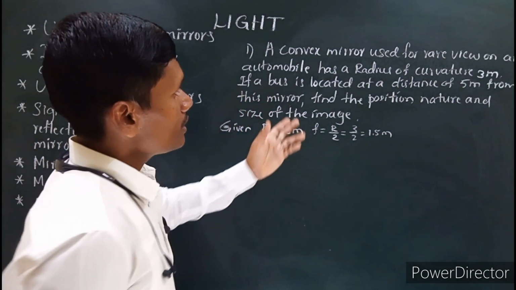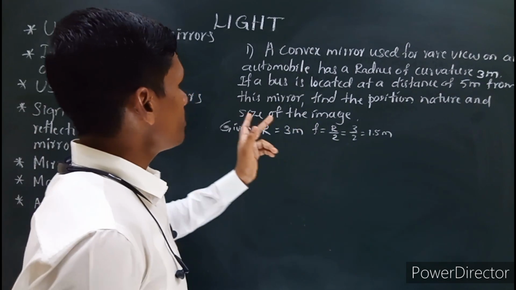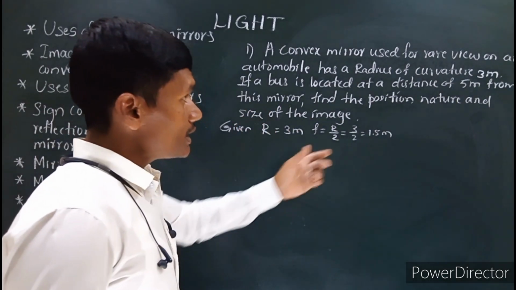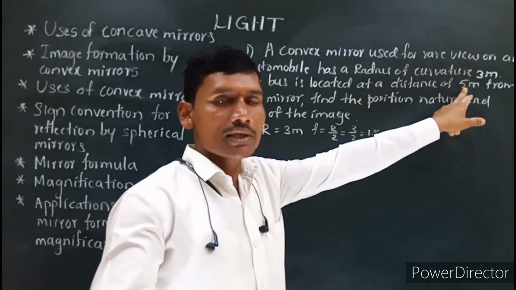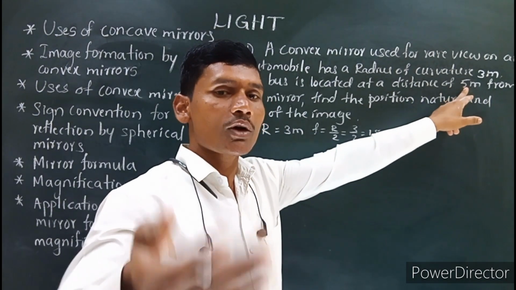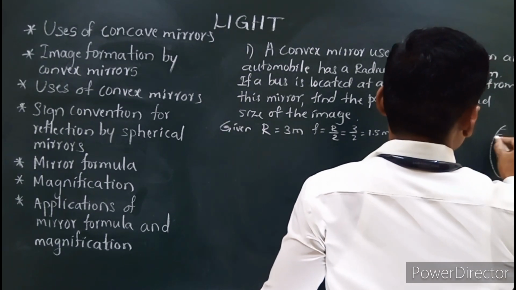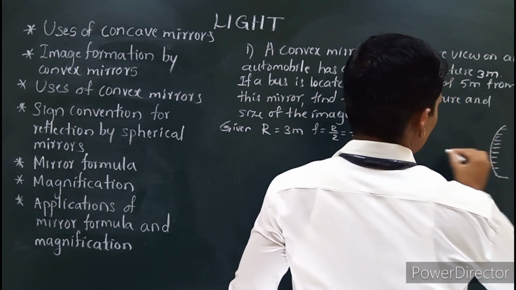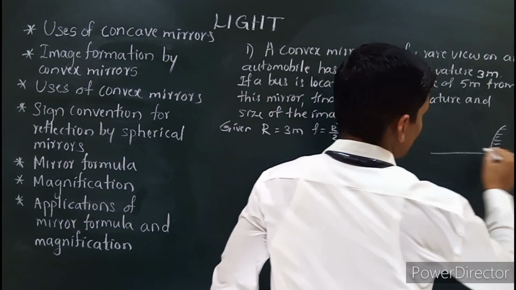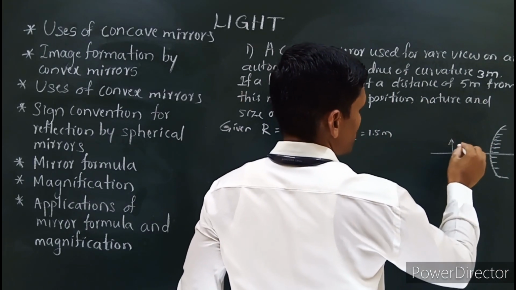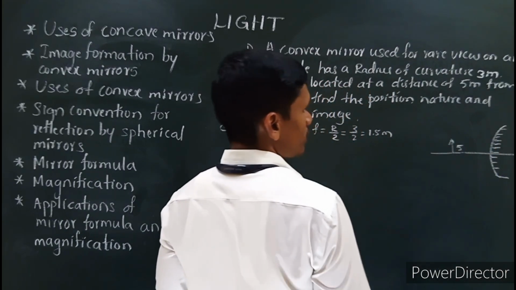Next, what is given here? If a bus is located at a distance of 5 meter from this mirror, what does it mean? This bus is the object. It is located, and located means always the object is kept on the left side of the mirror, as we know already. So if this is the convex mirror, here the bus is at a 5 meter distance from the mirror. To the left only we have to take.